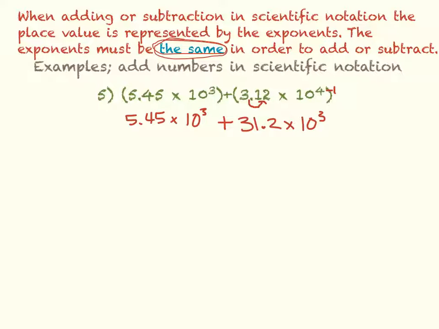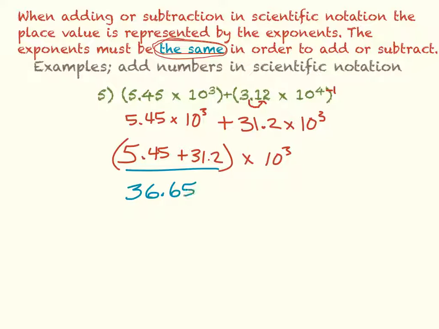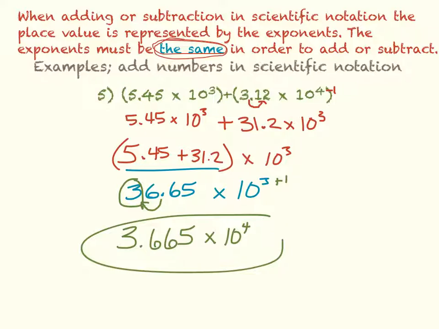Now we have the same exponent, so we can add our numbers. 5.45 plus 31.2 times 10 to the third power, because they're both the same, and then I add my numbers together and get 36.65 times 10 to the third power, but I gotta have only one number to the left of my decimal, so I need to move my decimal 1 point to the left. So if I'm moving it to the left, I'm going to add 1 to my exponent. So I have 3.665 times 10 to the fourth power, and that is your final answer.